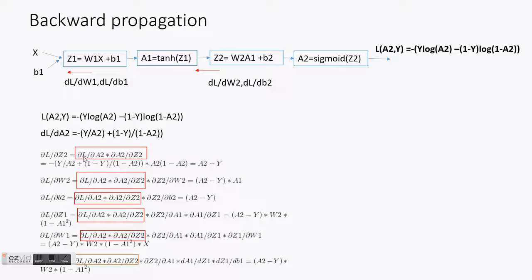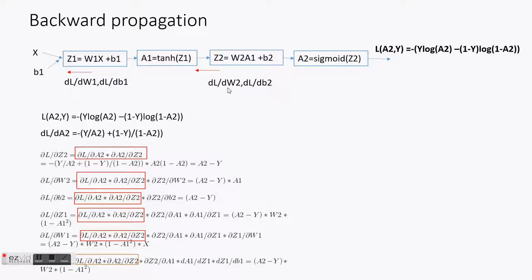And dou L by dou Z2 is dou L by dou A2 into dou A2 by dou Z2. Dou L by dou A2 is this term here, which you have already seen, minus y divided by A2 plus (1 minus y) divided by (1 minus A2). And dou A2 by dou Z2 is basically the derivative of the sigmoid, which we have seen in my part 2, A2 into (1 minus A2). And if I multiply these two and reduce it, I'll get A2 minus y.